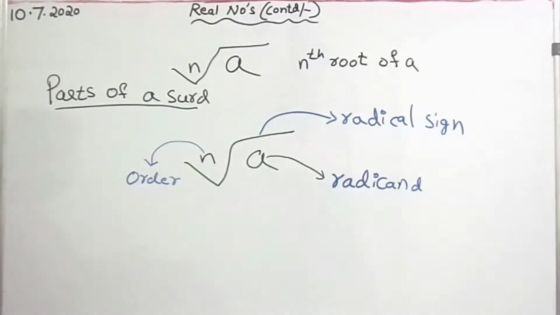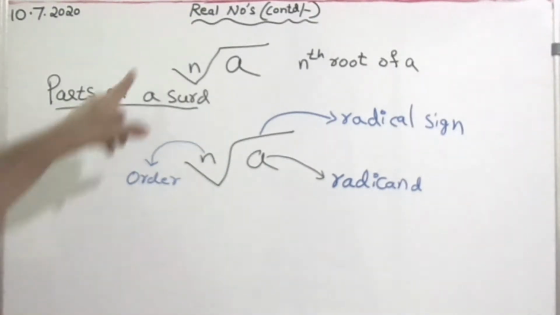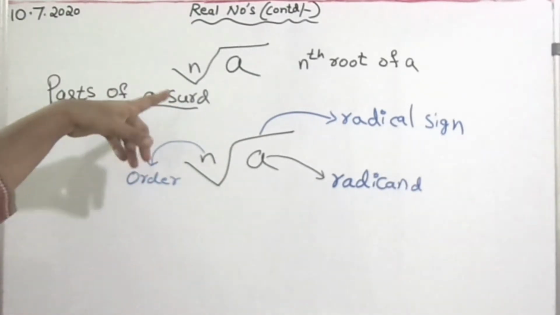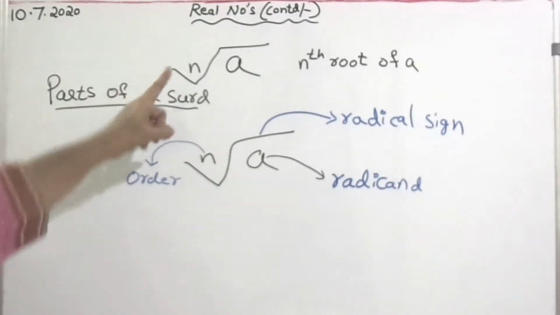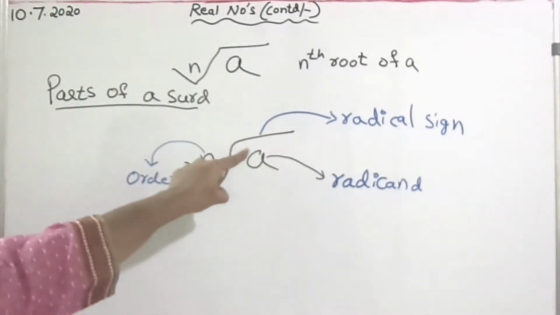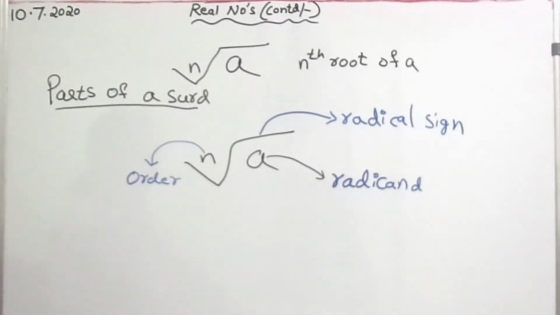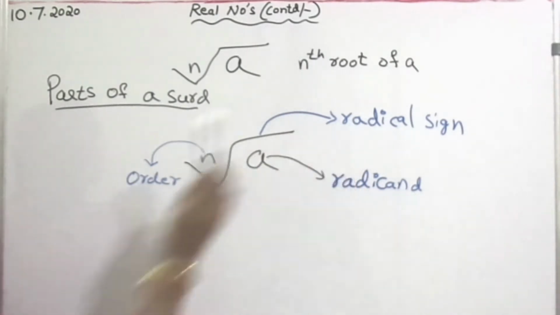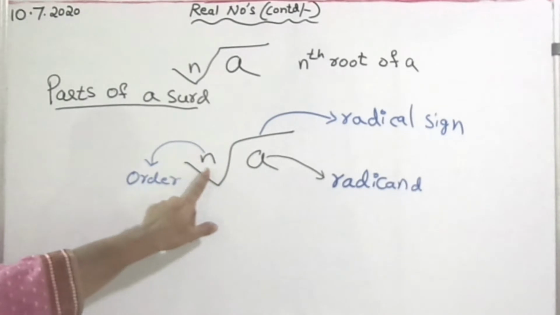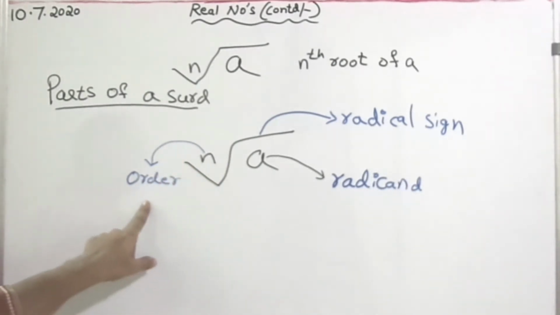Okay, so you have to learn the parts of the surd. What are the parts of surd? Nth root of a is called a surd. We will see when it is called a surd slowly in the course of time. Now we are going to study the parts of surd first. So inside the root sign, can you see this a? This is called the radicand. Remember this name, radicand. And this root sign is called the radical sign. And you can see inside this basket type, this n. N is called the order of the surd. So these three are the parts of the surd: the radicand, the radical sign, and the order.